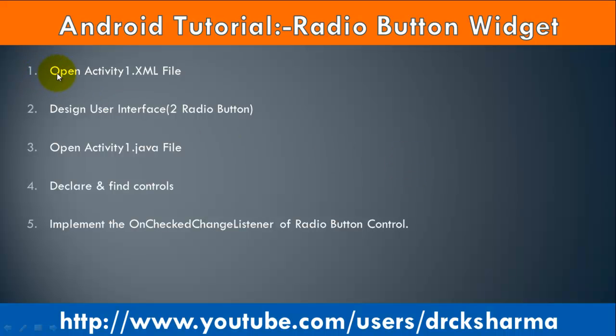Step 1, open the activity1.xml file. Step 2, design the user interface. Step 3, open the activity1.java file. Step 4, declare and find all controls. Step 5, implement on check the change listener of radio button control.